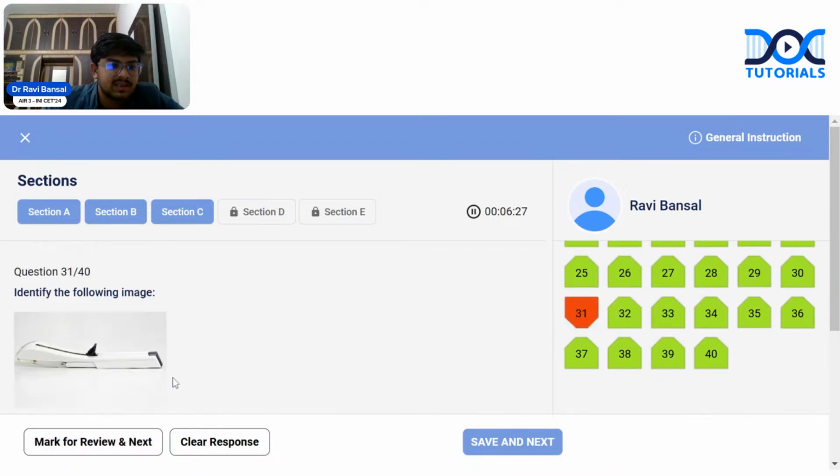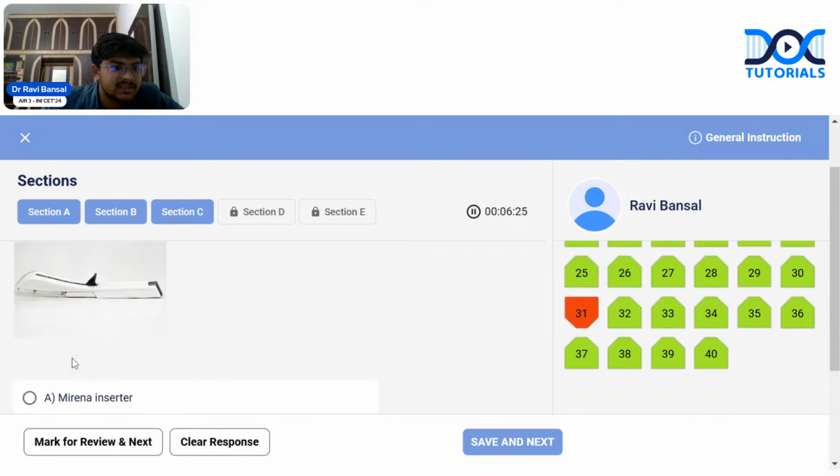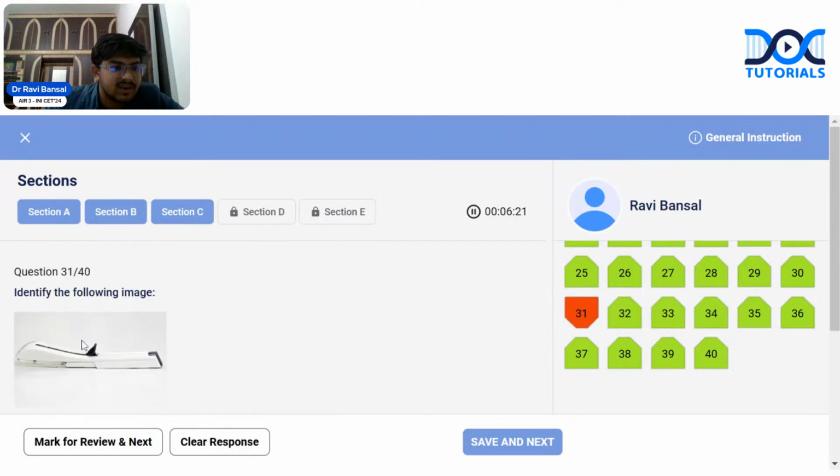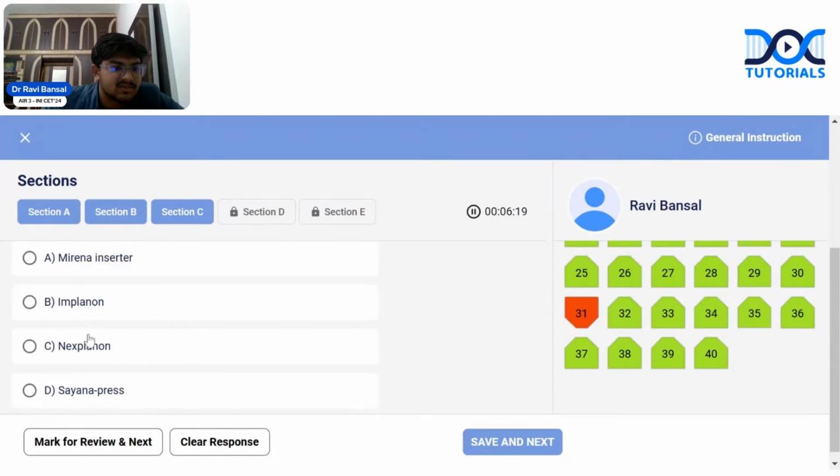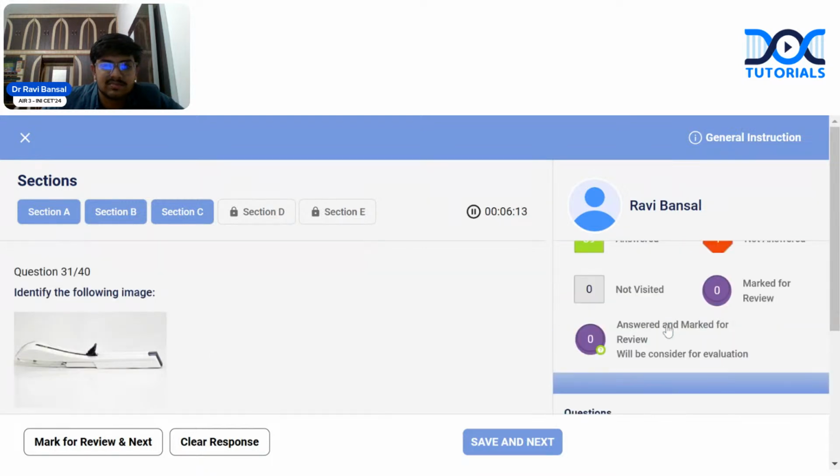So we have skipped this question, and I do not have any idea. It is some kind of device for inserting into the skin. Implanon and Nexplanon are the same thing. I haven't seen this, so I will just skip it.